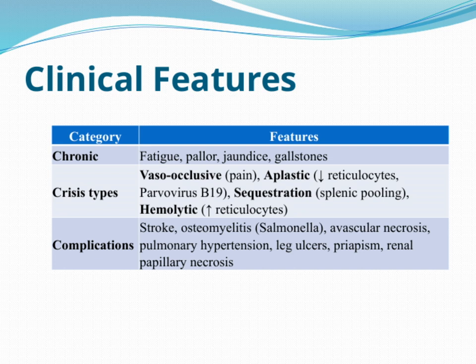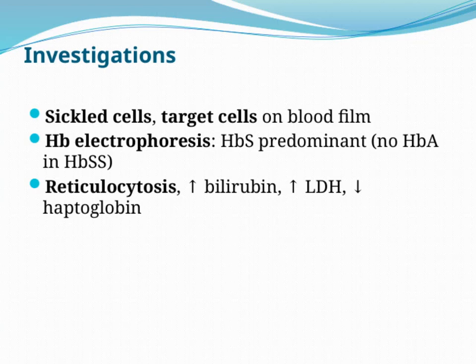Recognizing these patterns helps us manage and anticipate complications more effectively as part of comprehensive patient care. Now, looking at the blood film, we can see sickled cells and target cells, which are characteristic features in this condition. These abnormal cells are a key clue pointing towards sickle cell disease. Moving on to the hemoglobin electrophoresis results, we see that HbS is predominant, and importantly, there's no HbA present in cases of HbSS. This confirms the diagnosis of sickle cell anemia.